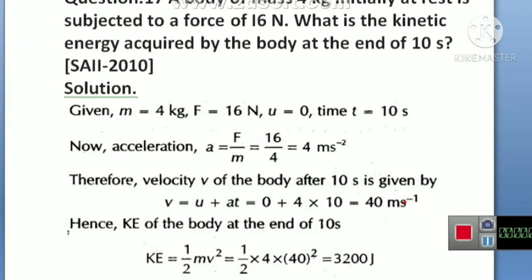Next question: a body of mass 4 kg, initially at rest, is subjected to a force of 16 Newton. What is the kinetic energy acquired by the body at the end of 10 seconds? From the given example we can write the values as: mass is equal to 4 kg, force is 16 Newton, time is 10 seconds.